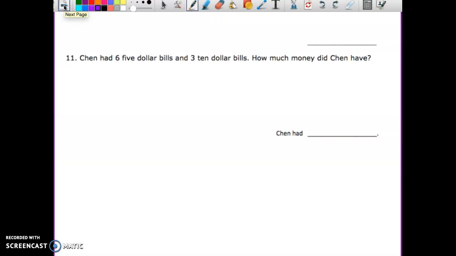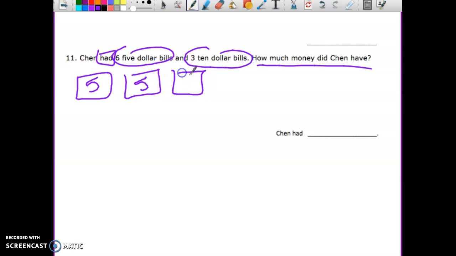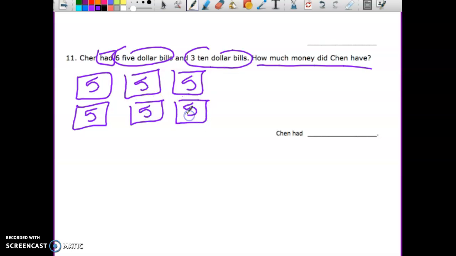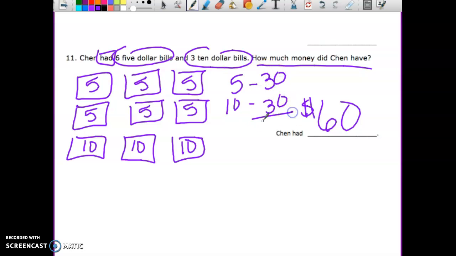And in the last problem, it said Chen had 6 $5 bills and 3 $10 bills. How much did Chen have? Again, they could have easily drawn this. So 6 $5 bills and 3 $10 bills. And then they could have counted them 5, 10, 15, 20, 25, 30, 40, 50, 60. Or even if they had gotten them drawn and wanted to write the value of their 5s, the value of their 10s, and added them to get 60. Either way, whatever method helps them.